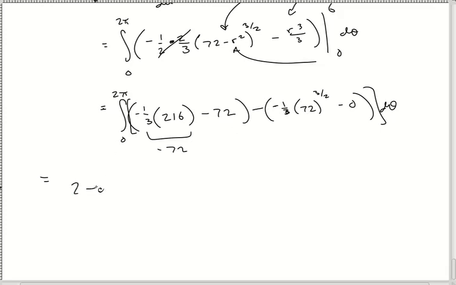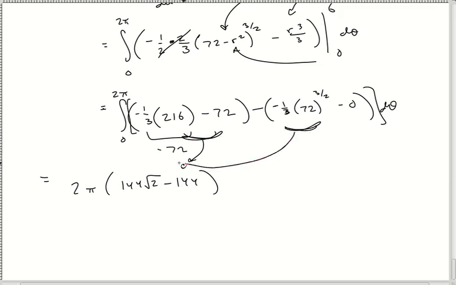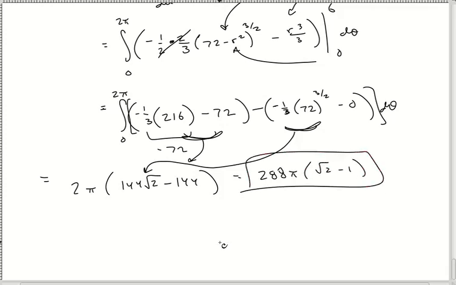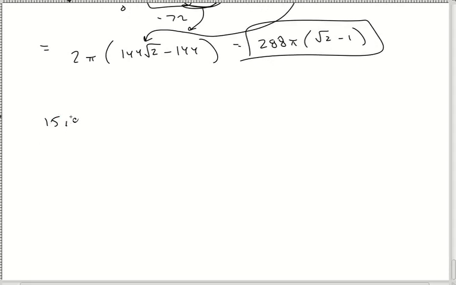And then, of course, that 2 pi comes to the front. I got 144 square root 2 minus 144. So these guys here did that, and this guy here did that. And, of course, you can pull out a 144. So their answer looked a lot more like this here. So there you go. Next one.